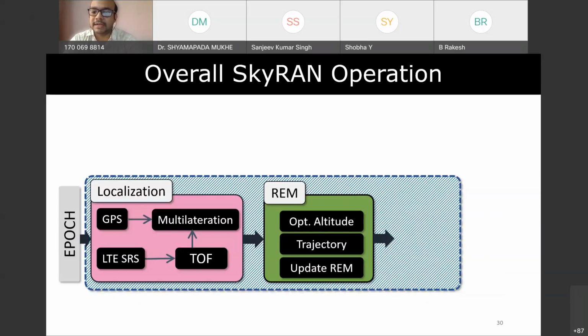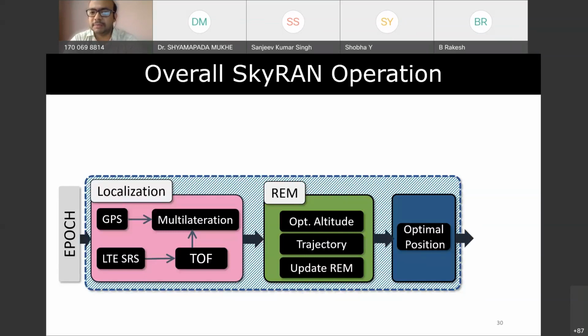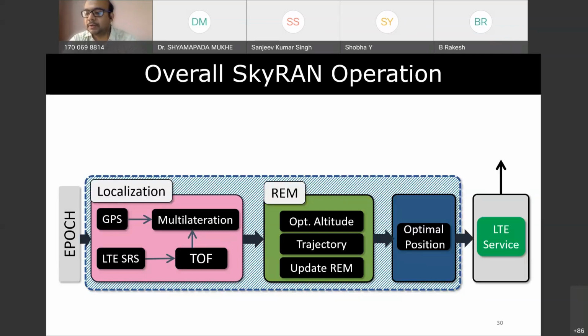Then I plan for the trajectory because I want to enrich my REM, and keep on updating the REM as I fly. In that way, after I have exhausted my budget, I have this aggregate REM ready, and within that aggregate REM, I can find out the optimal position simply by knowing at which location my utility function is high. Then we can just move to that particular location and give an LTE service. So there is no problem with this particular thing.